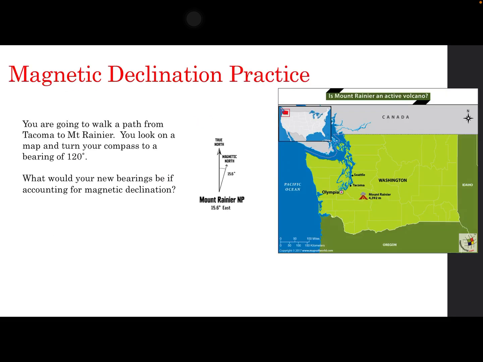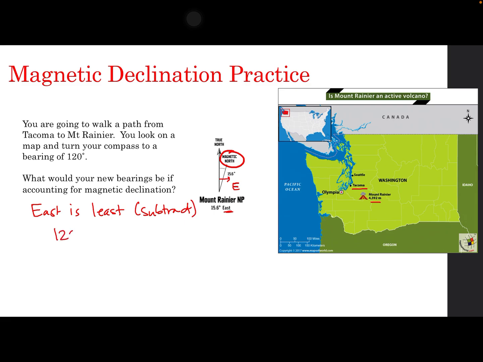Okay, now practice with magnetic declination. So you're going to take a walk from Tacoma to Mount Rainier. So I just put this map on here so we could see. And you look on your map and turn your compass to a bearing of 120 degrees. But then we look to see what is the declination for Mount Rainier. So you can see this is our magnetic north, and it's this direction of true north. So we say it's east. It's also labeled east right there. So if it's east, we say east is least, which means we're going to subtract.